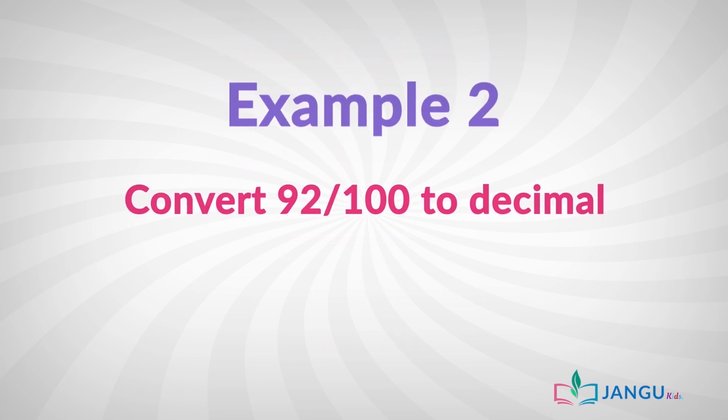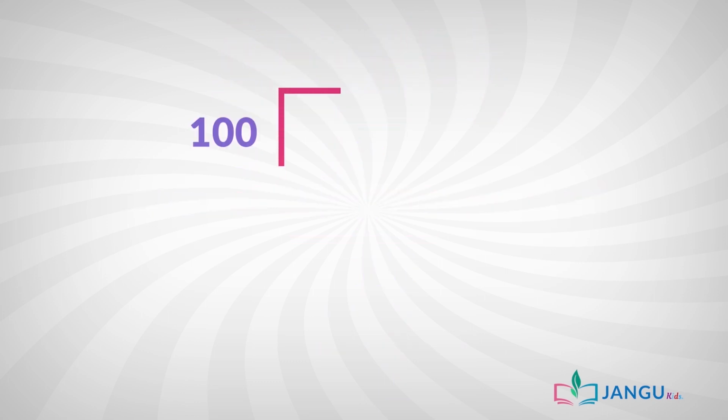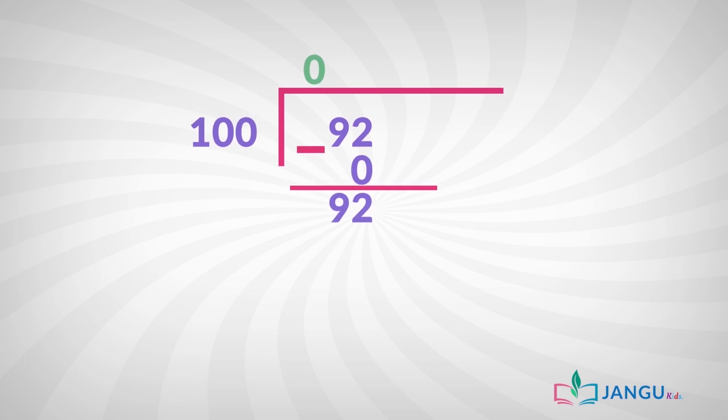Another example is 92/100. How many hundreds do we have in 92? Right, it's not possible to have 100 in 92. Therefore, we write 0. Then we multiply 0 by 100 and write the answer under 92. We then add 0 to 92, making it 920. Then we divide 920 by 100. This gives us 9, remainder 20.